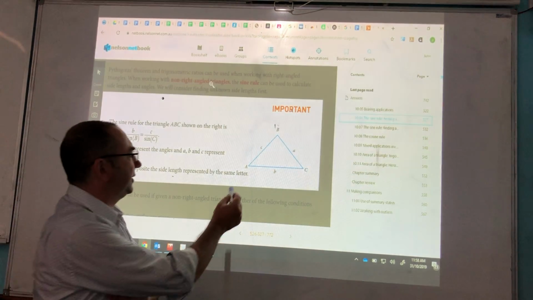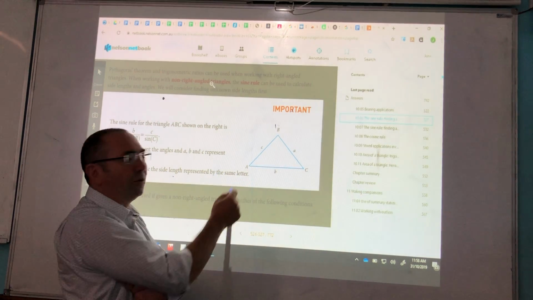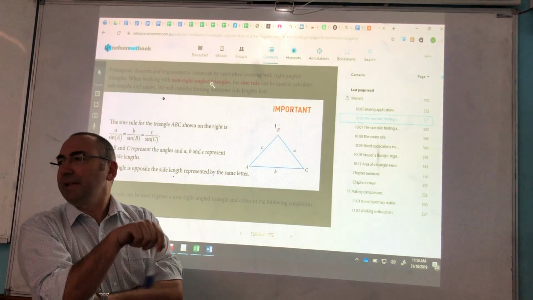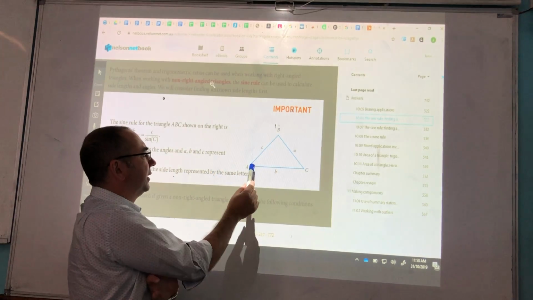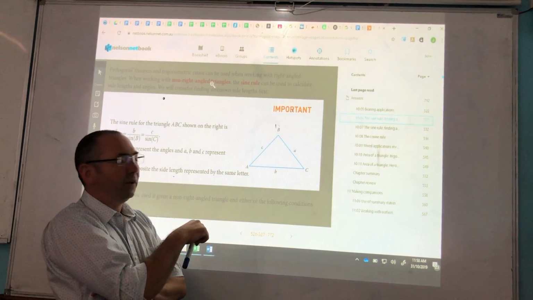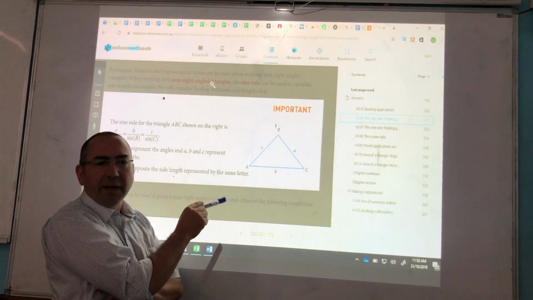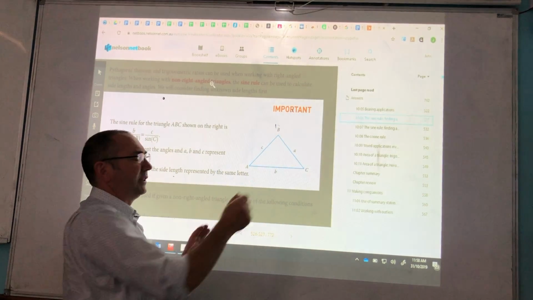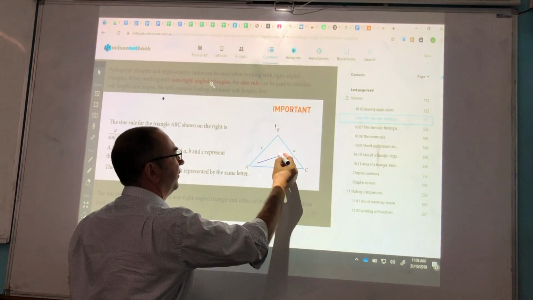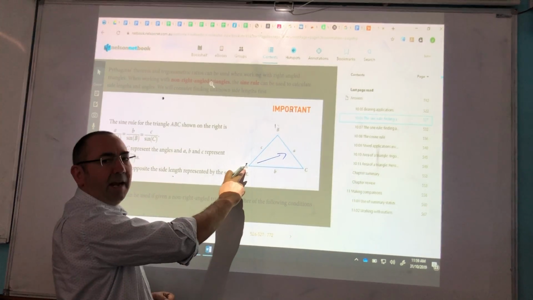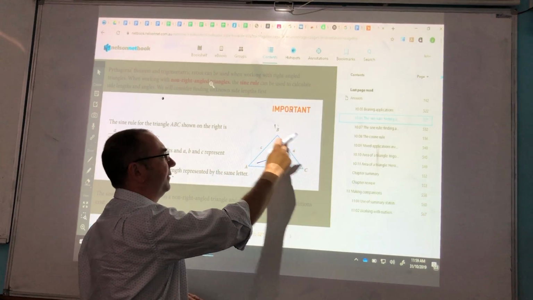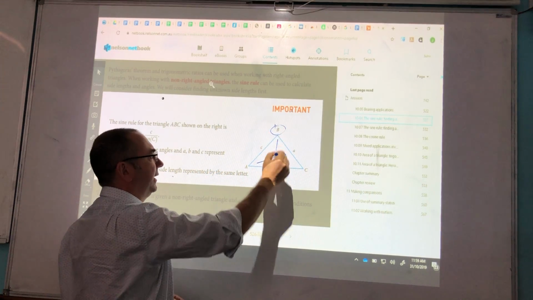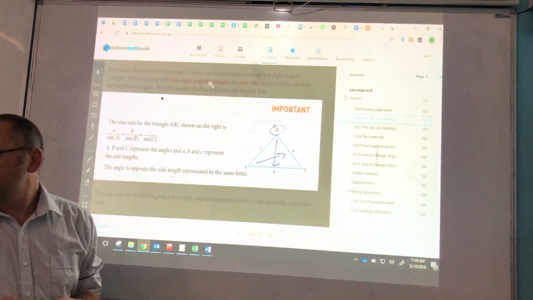When you've got a non-right-angled triangle, it actually doesn't matter what you call the points of the triangle, as long as the side opposite it reflects that. So if you're going to call that capital A, the side opposite is little a. And if you're going to call that one capital B, the side opposite is little b.